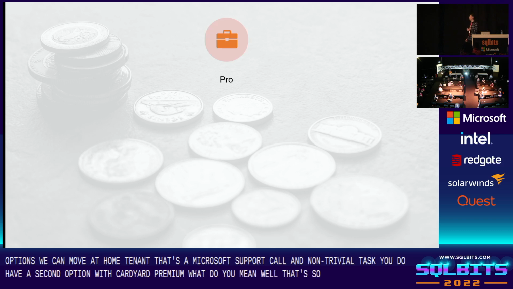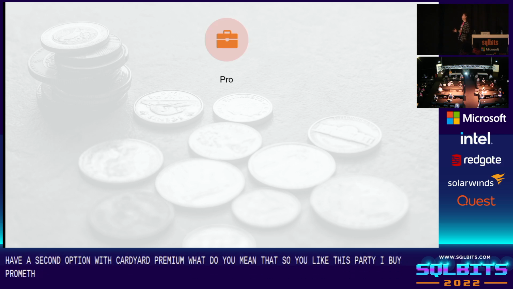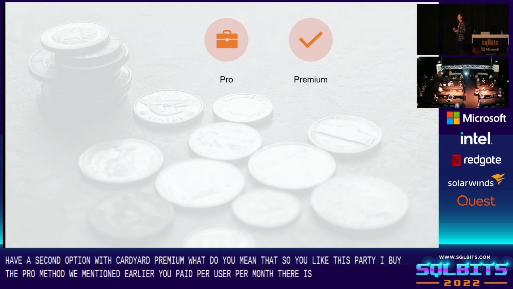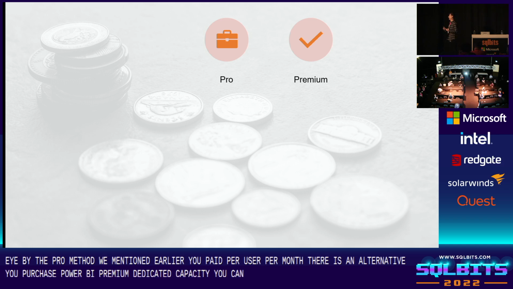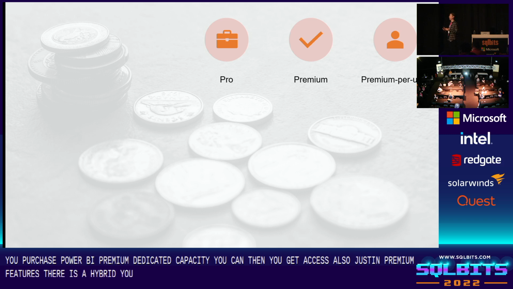So you license Power BI by the Pro method we mentioned earlier. You pay per user per month. There is an alternative. You purchase Power BI Premium dedicated capacity. And then you get access also to some premium features. There is a hybrid. You pay per user, but you get access to some of those premium features.